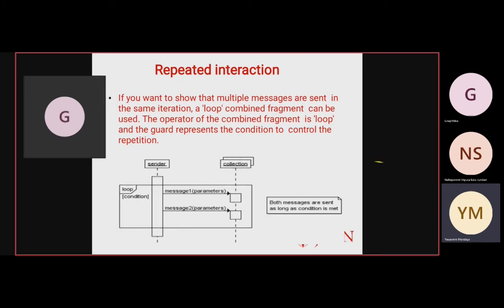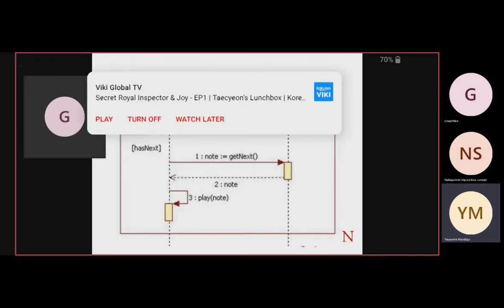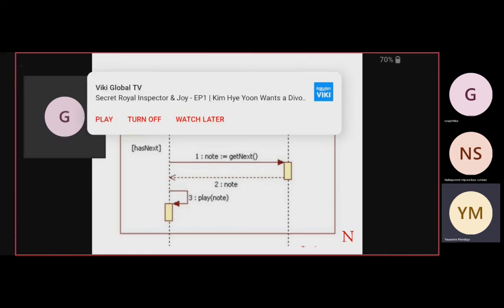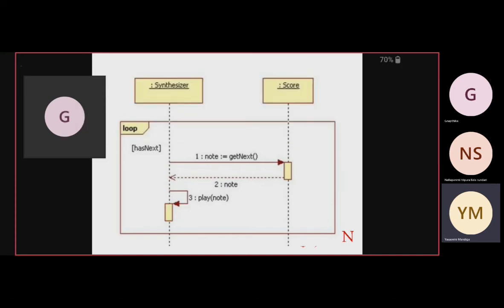So the next one is C. We have two persons: one is a synthesizer, another one is a score. The loop will generate the has-next operation. Which one is the next operation? The point is note equals the get-next operation, and again returning the note. The third point is play the note.